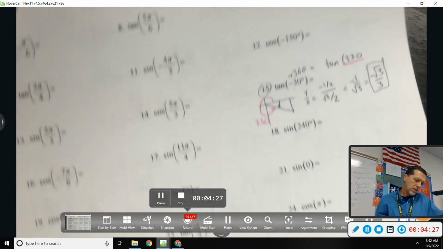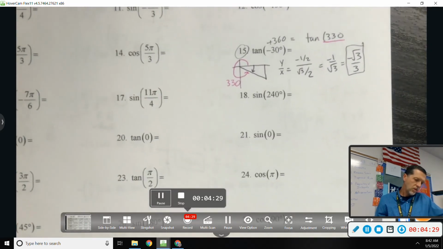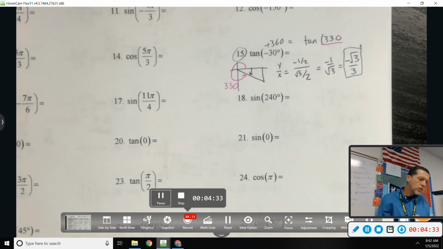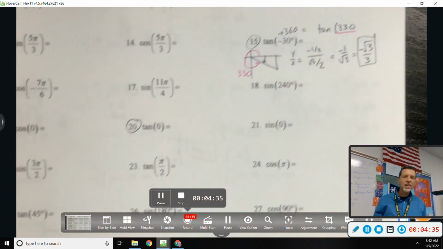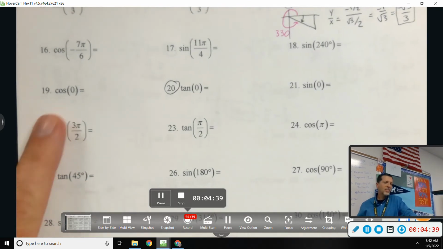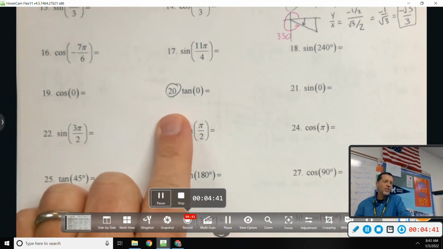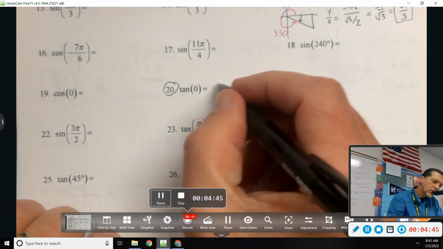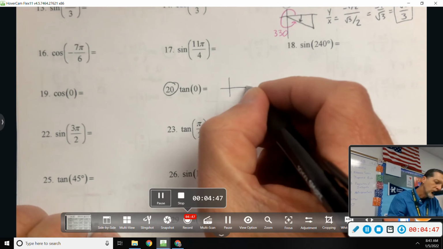Which one? 19 through 20, with a 0? Okay. Let's do 20 because tangent is y over x. Cosine is the x, sine is the y. So if we can get tangent, that means we would have to know sine and cosine. So 0 means 0 rotation. So you're right there.